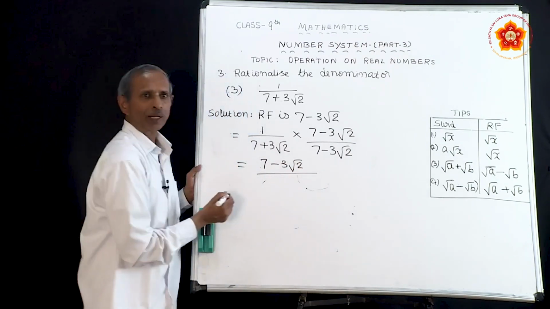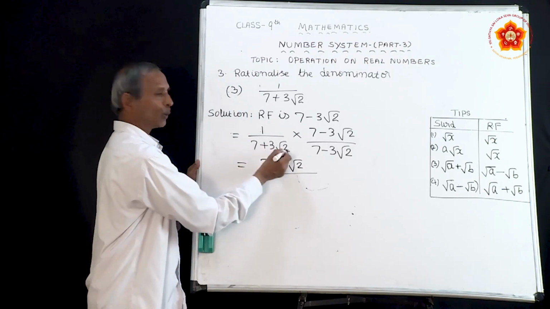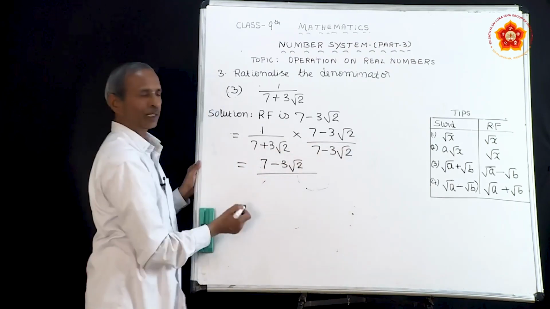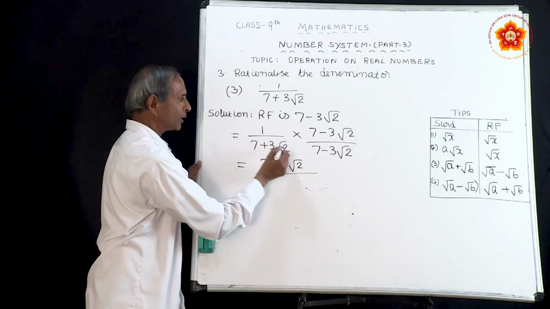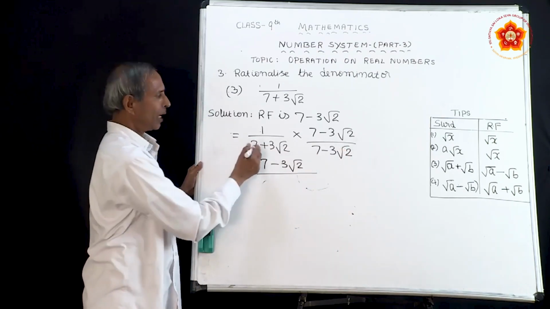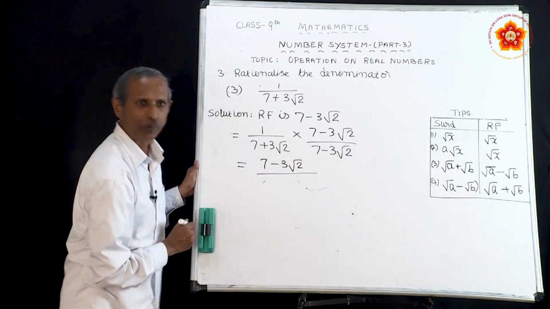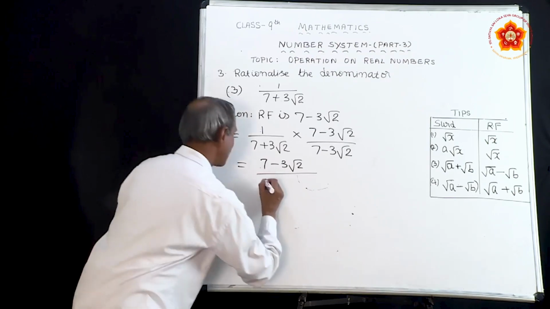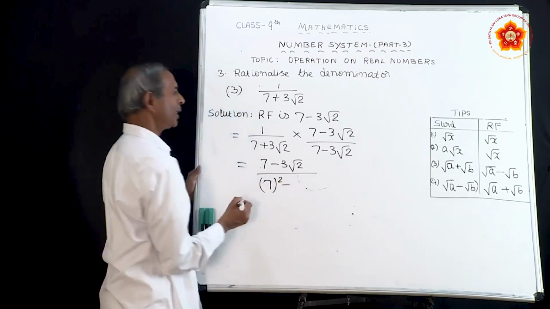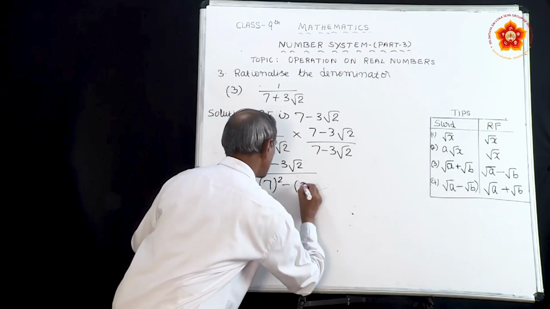Now let us go to the denominator side. Here 7 plus 3 root 2 is there and 7 minus 3 root 2 is there. Now it is in the form of (a plus b) into (a minus b). Now let us apply the formula. (a plus b) into (a minus b) is nothing but a square minus b square. Now here instead of a, 7 is there, it becomes 7 square. Instead of b we are having 3 root 2, therefore it becomes 3 root 2 whole square.